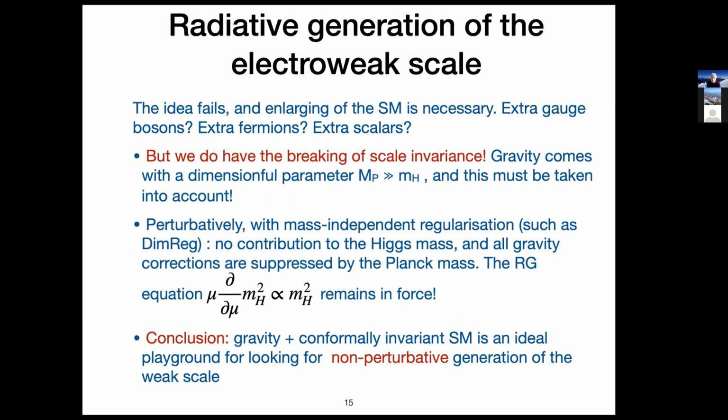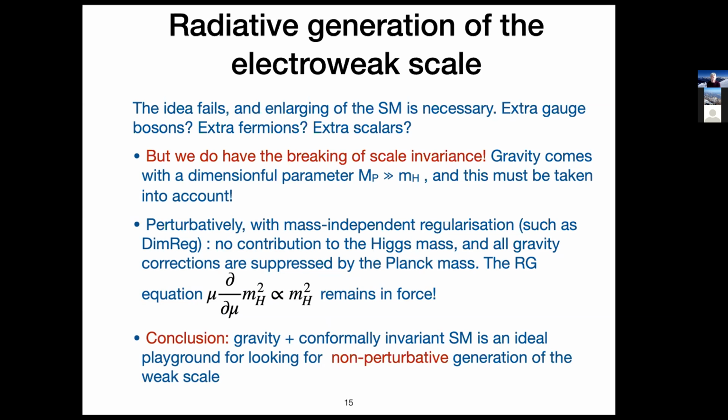Okay, so it's clear that this idea of radiative generation of electroweak symmetry breaking in the standard model fails. And if you want to stick to it, then some new ingredients are necessary. And indeed, there were many different theories constructed to implement the Coleman-Weinberg breaking of the electroweak theory with extra gauge bosons, extra fermions, extra scalars, etc.